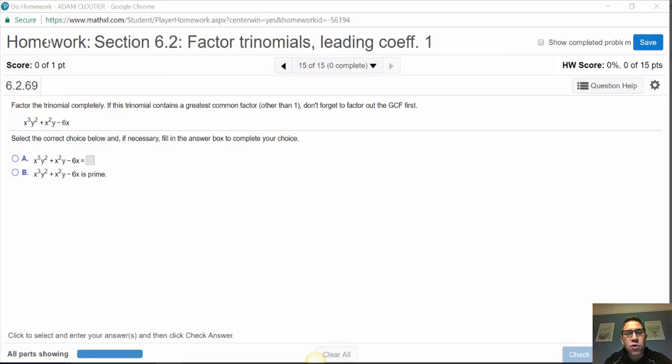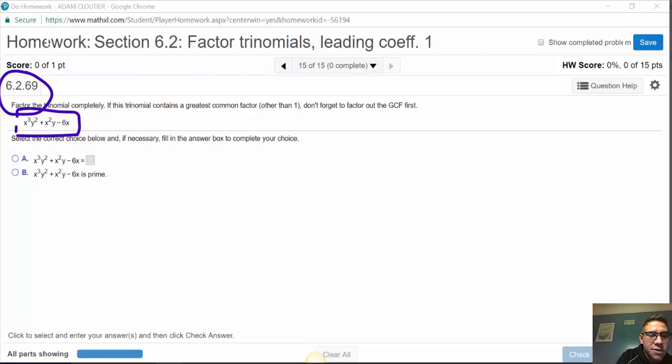Hello, this is one of the most commonly missed questions from week number 1 in a former intermediate algebra class of mine. The directions for this problem, number 69 from section 6.2, say factor the trinomial completely. Those would be like the directions I would give you on an upcoming test, namely test number 1, and this would be a very similar question that I would ask.